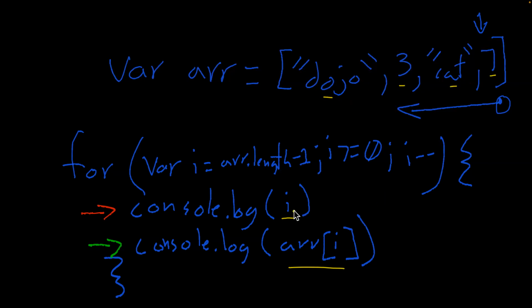i is going to just print a number. It's going to start with array.length minus 1, however long that is. In this case, it's going to be the number 3. It's going to start at 3 and then decrease to 2, 1, and then finally, when it gets to 0, it's completed its course.